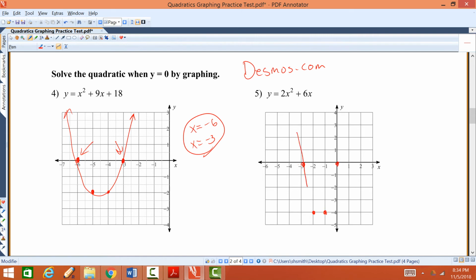So this one looks like this. You just have to do a rough sketch, and then you say, okay, x equals negative 3, because that's where it crosses, and x equals 0. So these are the solutions.